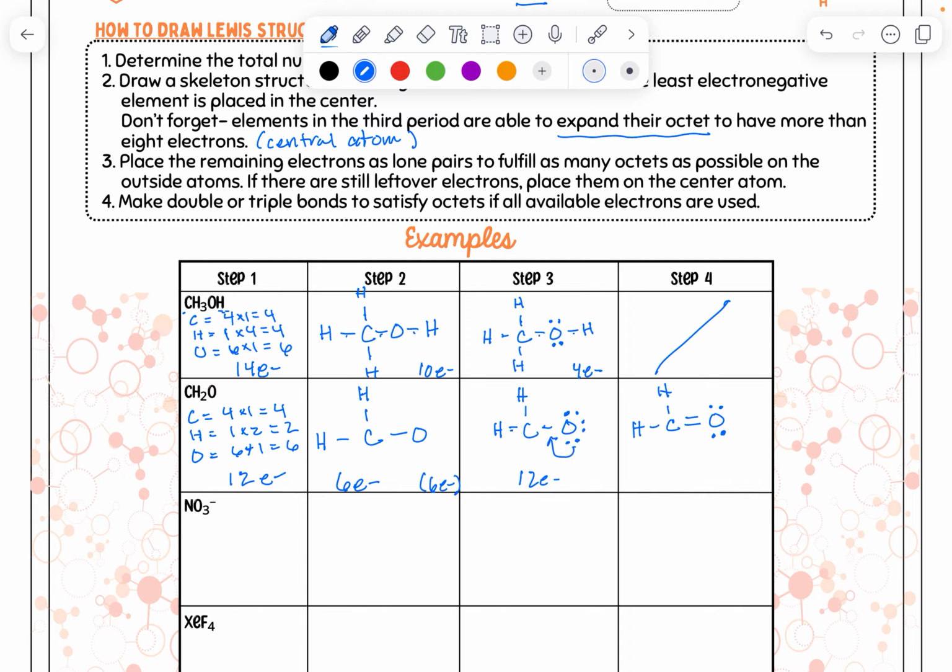And now I'm going to go back and check. I have 2 on my hydrogen, 2 on this hydrogen. Carbon has 2, 4, 6, 8. That's great. And oxygen has 2, 4, 6, 8. So this works. I've satisfied my octet rule on all my atoms, except again, hydrogen, let's write that down, can only have 2 electrons, right? Okay.